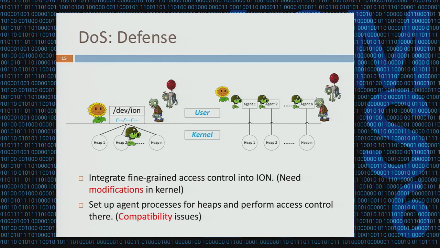This way, we don't need to modify the kernel space, and all the checks are done in the user space. But previously we accessed the ION system through the IO control command sent to the ION device file. Now we need to access ION from an agent process. The interface has changed, so this may cause some compatibility issues.